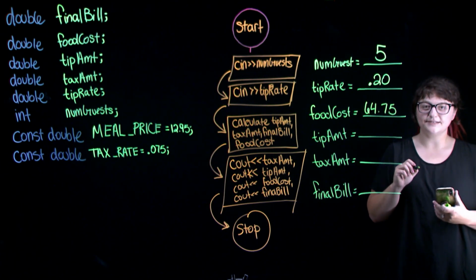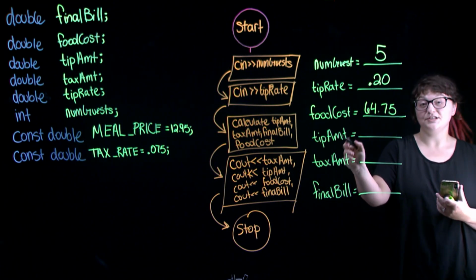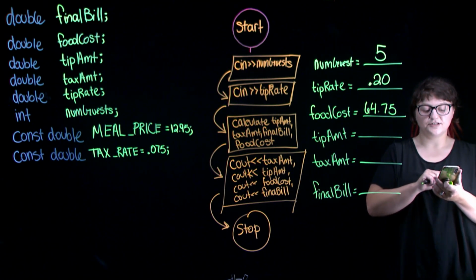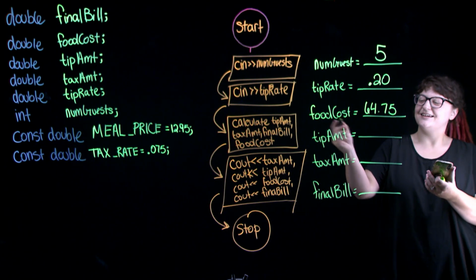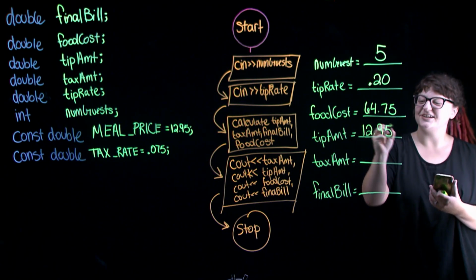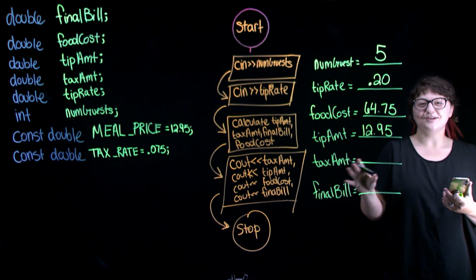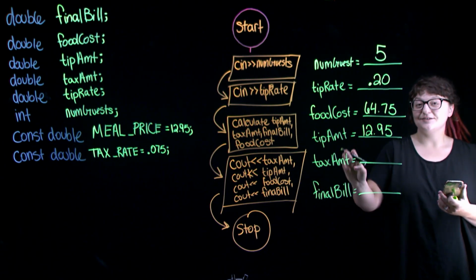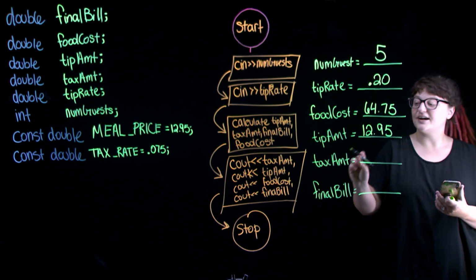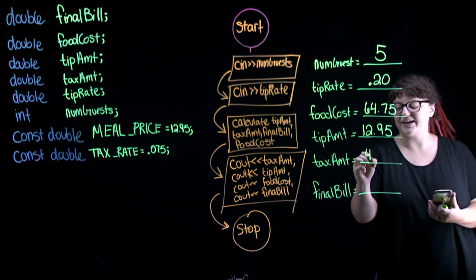All right, excellent. Now, I'm going to multiply that by my 0.20 to get my tip amount. So we type into our calculator 0.20, and funny enough, it's going to be $12.95, the cost of our entree. I love that. Okay, perfect. We got a cool tip amount. Finally, we have our tax amount, and we take that times our food cost at our tax rate, and that is going to give us $4.85.